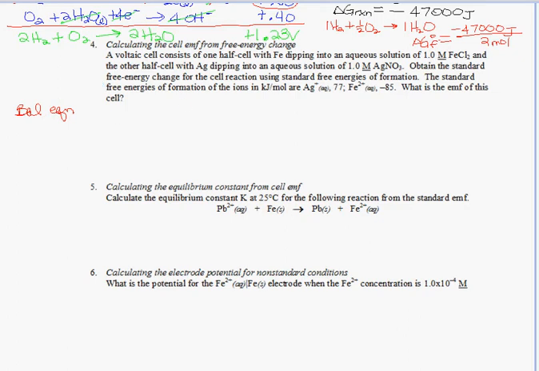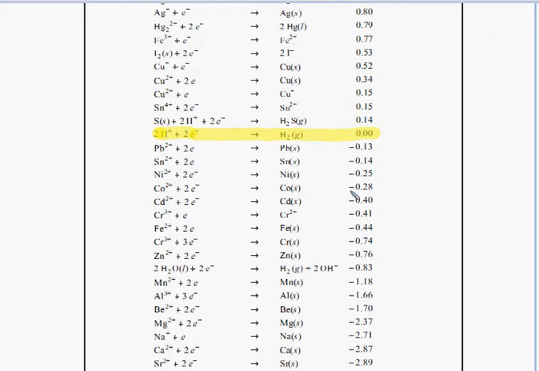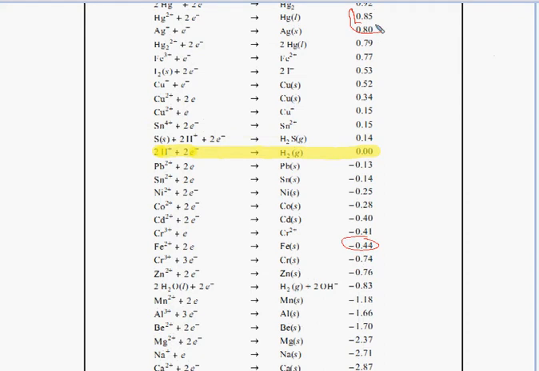All right, so go to your standard reductions table. And again, we are looking for iron and iron 2 right there. And we're also looking for silver ions and silver. Perfect, right there. All right, so silver ions turning into silver is spontaneous with a positive 0.8, which means that iron will be turning into iron ions. So let's go back to our problem.